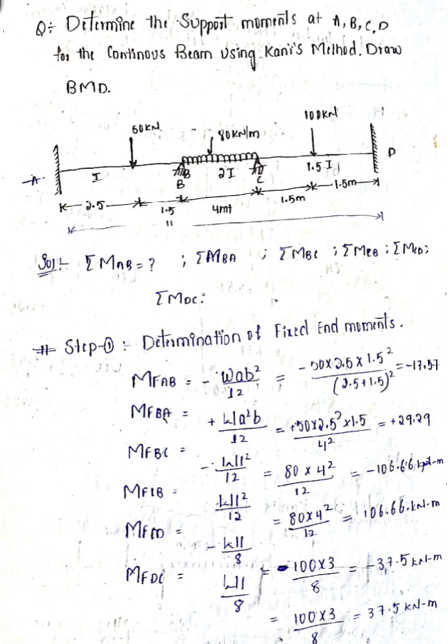Determine the support moments at A, B, C, D for the continuous beam using Kani's method. Draw the bending moment diagram. You can see a continuous beam here with point loads and UDL. In these types of problems, the first step is to find the fixed end moments.